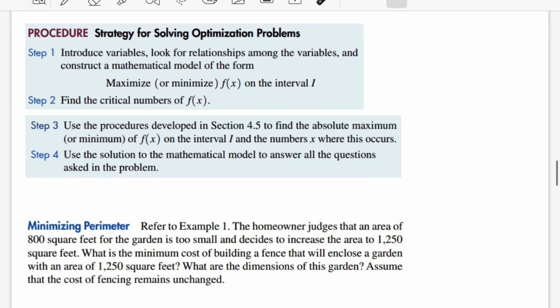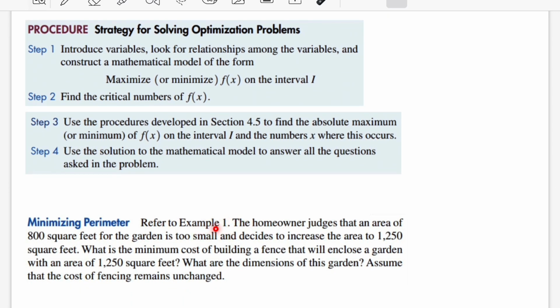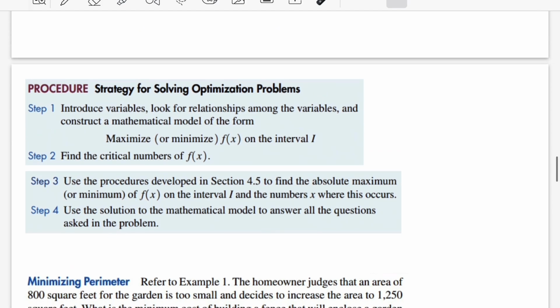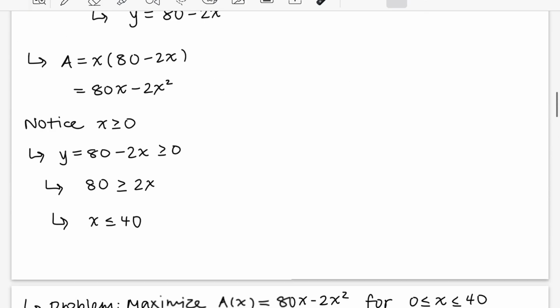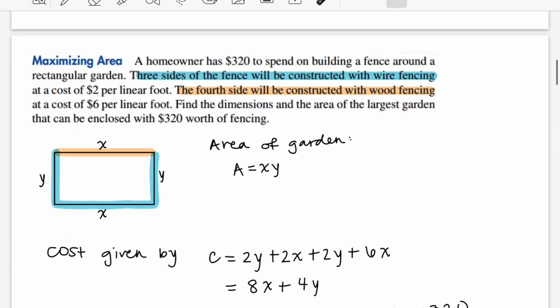So in referring to the last example, the homeowner judges that an area of this much square feet for the garden is going to be too small and decides to increase this area to 1,250 square feet. We want to figure out what the minimum cost to build this fence would be and what the dimensions of the garden would be. And we're assuming that the cost of the fencing remains unchanged, so we're using the same function we saw in the last example.